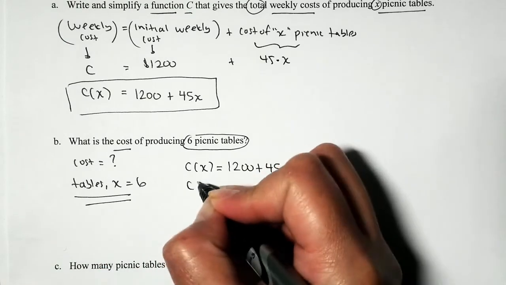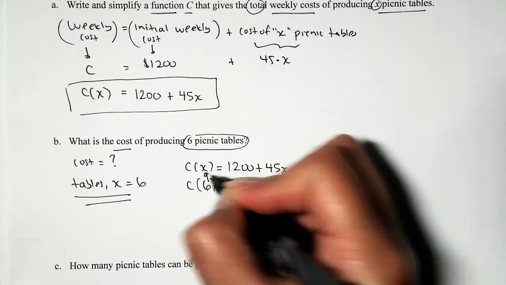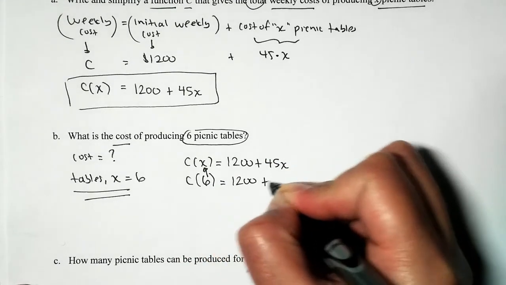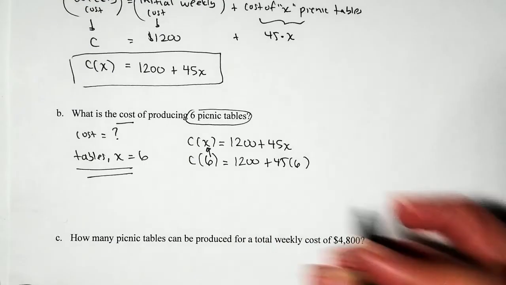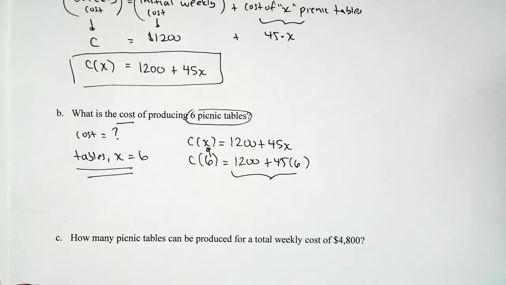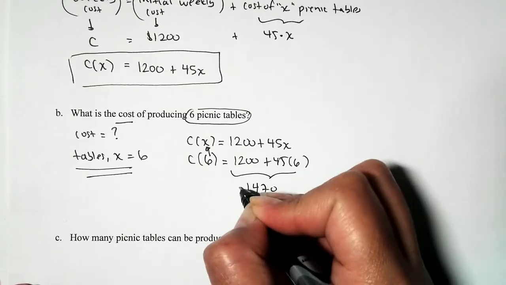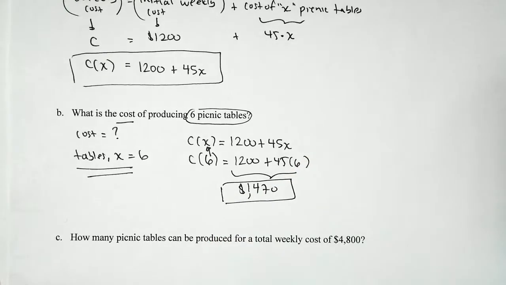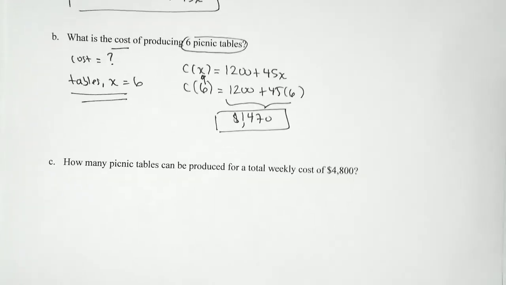So that will give us C of 6 is equal to, we substitute the input for the variable x, 1,200 plus 45 times 6. At this point, it's straight arithmetic, so let me punch it in my calculator, and that gives us $1,470. So the moral of the story is this: the cost of producing 6 picnic tables is $1,470.